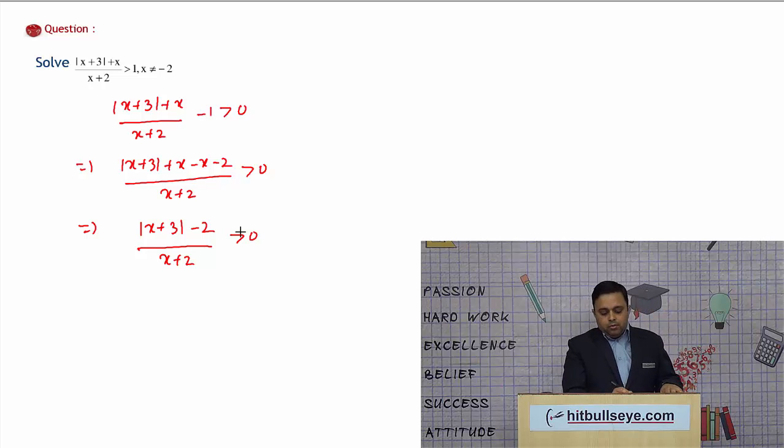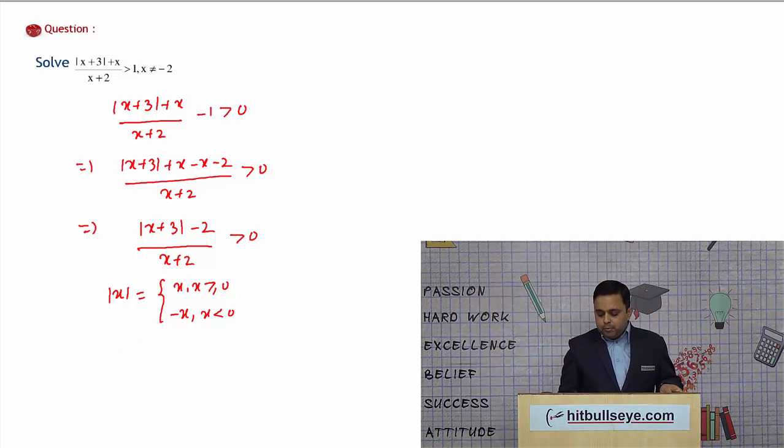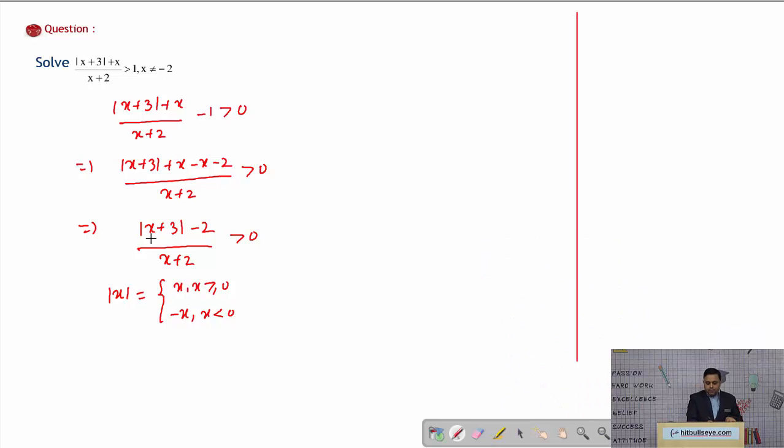Now we know that mod x is equal to x if x is positive, and it is equal to minus x if x is negative. Now we will make use of this concept. So we have two cases here. Case 1: if x plus 3 is greater than or equal to 0, or if x is greater than or equal to minus 3. Now in this case mod of x plus 3 will be equal to x plus 3.